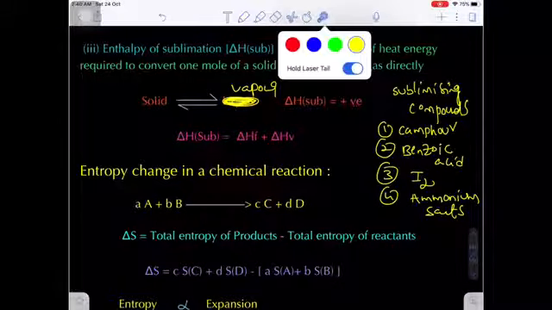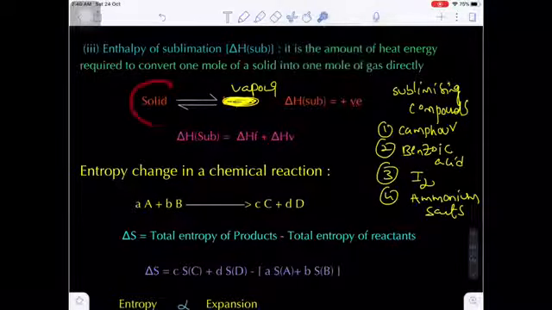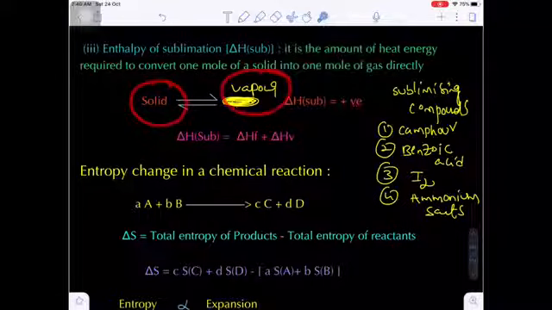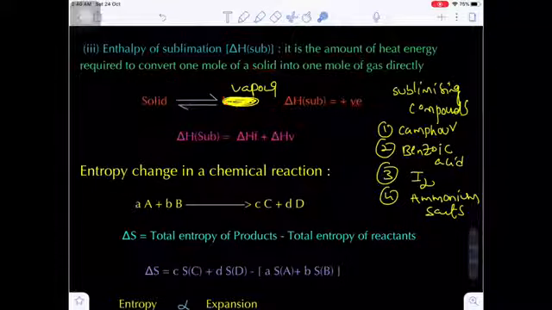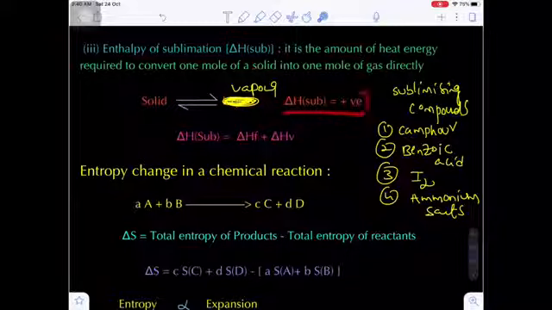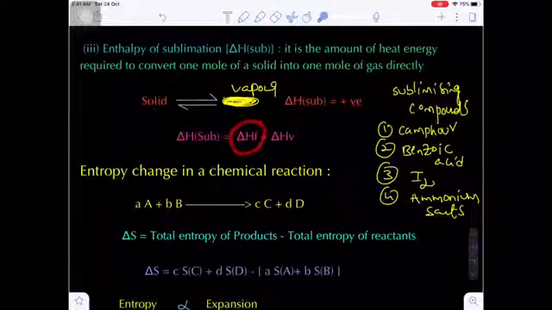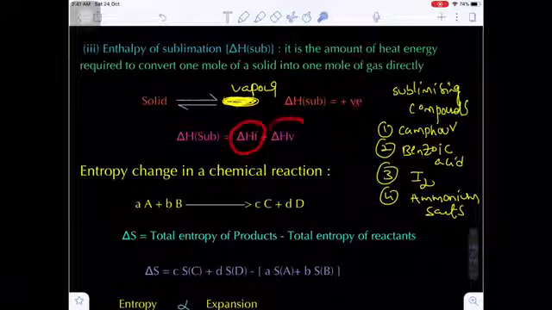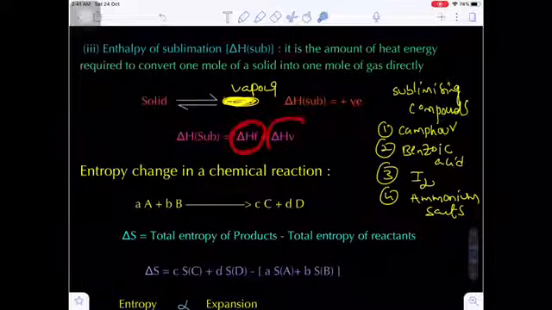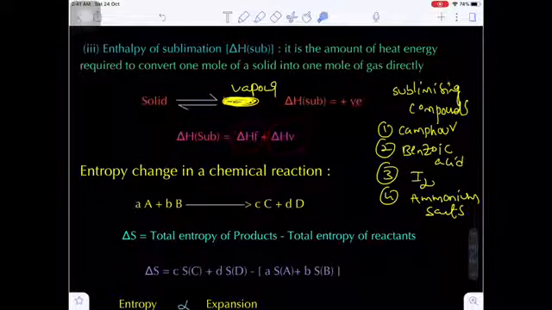What is the definition of sublimation? It is a process of conversion of a solid directly into vapor without condensing to give liquid. It is also an endothermic process, heat energy is required. But here there are 2 steps involved. First, the solid will convert into liquid, that is the enthalpy of fusion. Again the liquid will convert to vapor, that is the enthalpy of vaporization. Enthalpy of fusion is solid to liquid, and the second one, enthalpy of vaporization, is liquid to vapor.